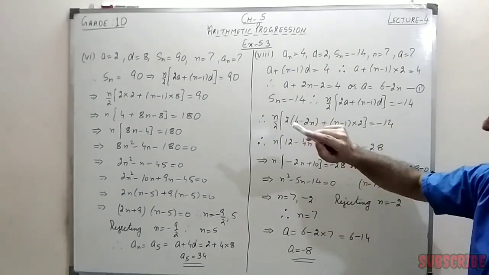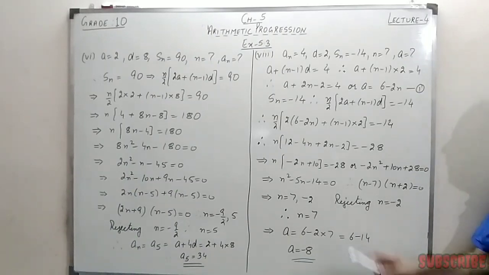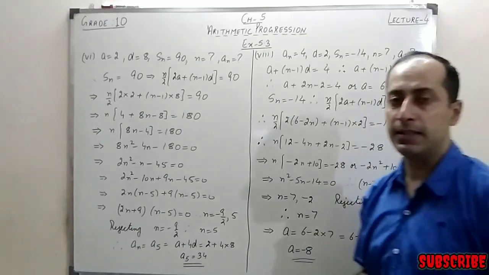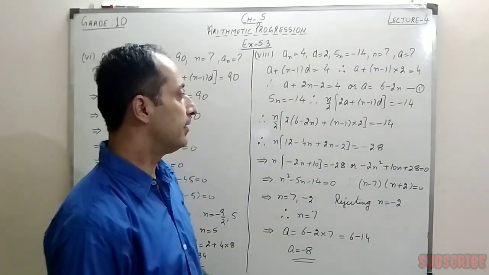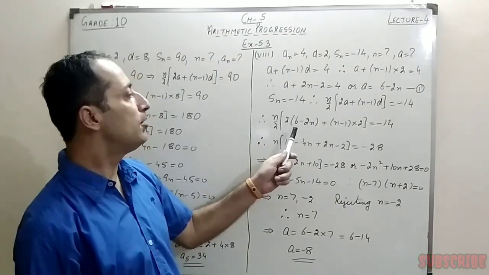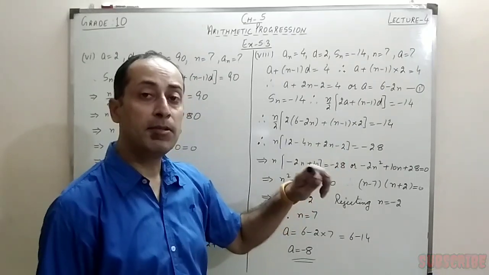Now the next thing I am using is Sn. Sn is given as minus 14. So the sum of n terms can be written as n by 2 into 2a plus n minus 1 into d, and that equals minus 14. Next, I substitute the value of a as 6 minus 2n in this equation, and what I get is n by 2 into 2 into... Now wherever a was written, I have substituted the value of a.